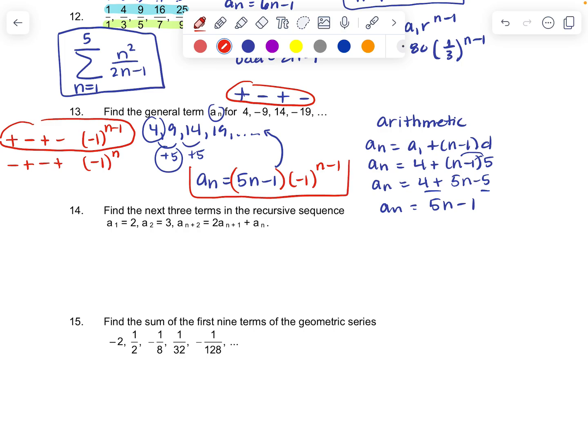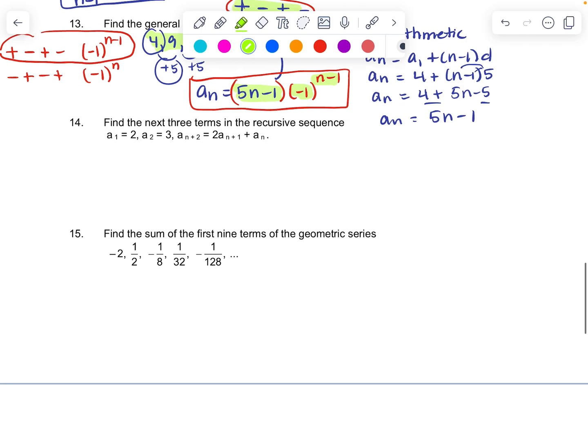Okay, so look, this right here, let me highlight it. This 5n minus 1 is going to give you these numbers. The negative 1 to the n minus 1 is going to cause them to flip-flop. All right, it's a really good one to know that's on your test.